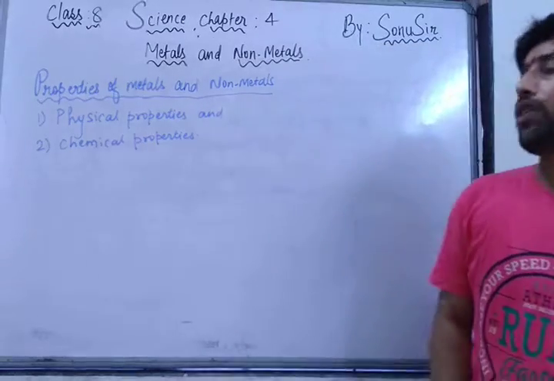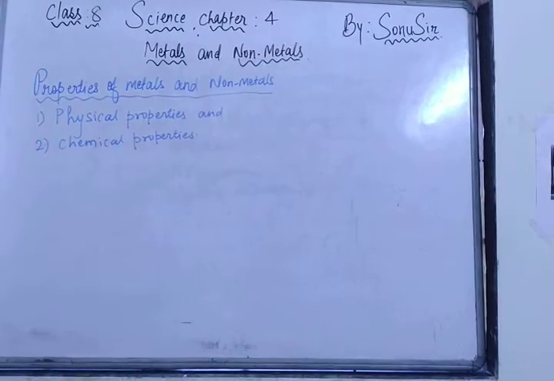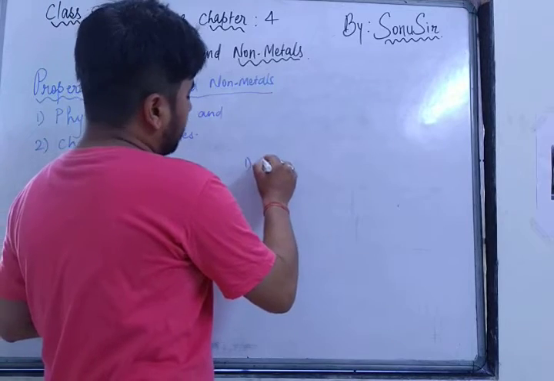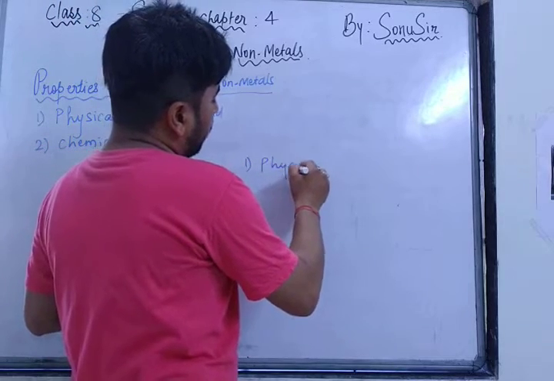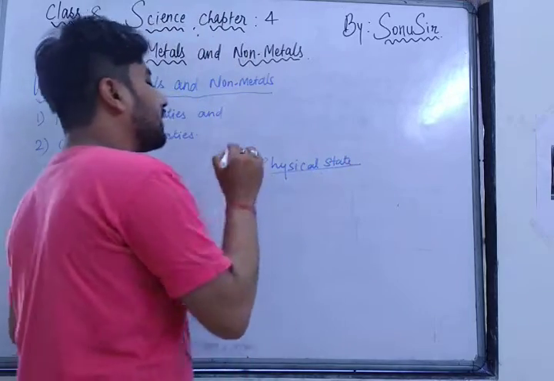So let's start our topic: the properties of metals and nonmetals. The first topic is physical properties. Physical state. What do you understand by physical state? The first property of physical properties is physical state, which means in which state they exist.